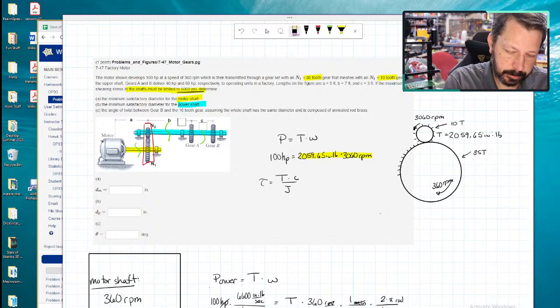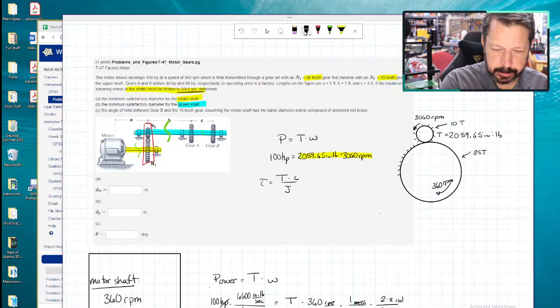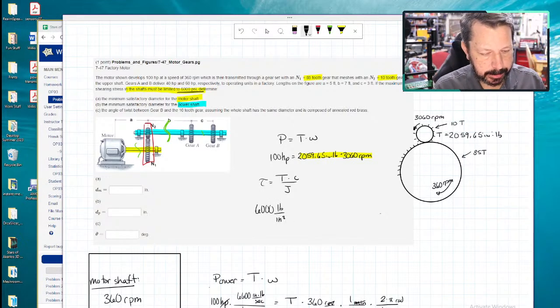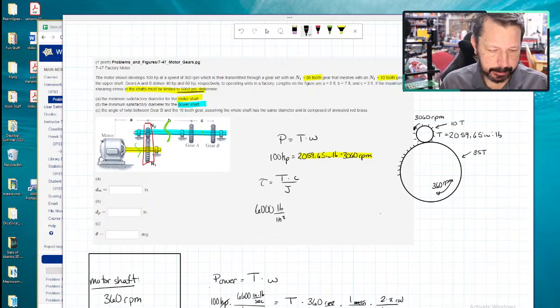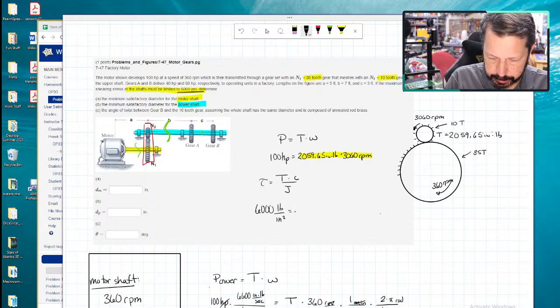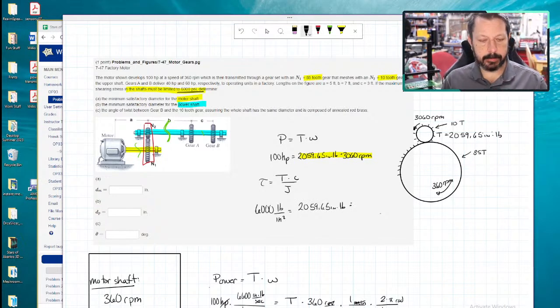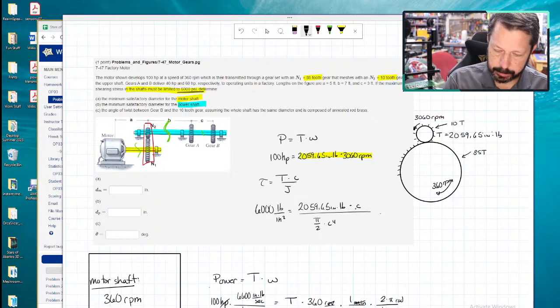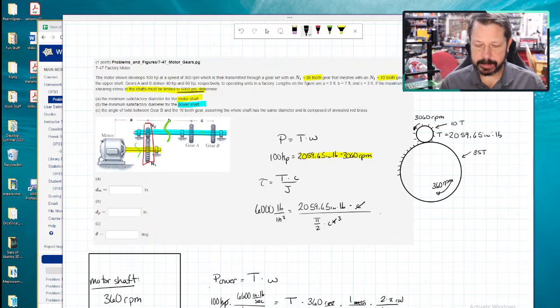So this one over here. That same limit of 6,000 pounds per square inch is in effect, because they said the shear stress in all of these shafts must be limited to 6,000 psi. The torque in that section is 2,059.65 inch-pounds. We don't know the diameter, so we want to find C. I'm going to use that pi over 2 times C to the 4th again. So cancel that C out, cancel one of those out, and we've got C cubed.